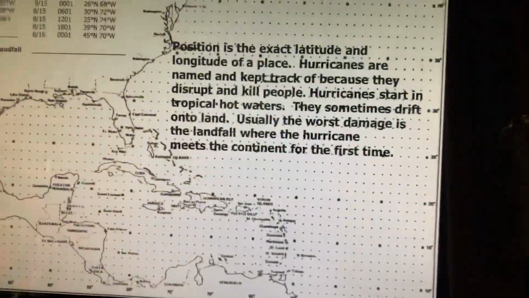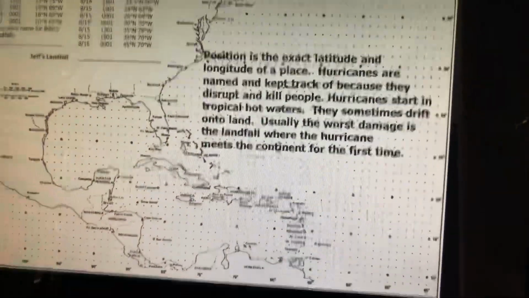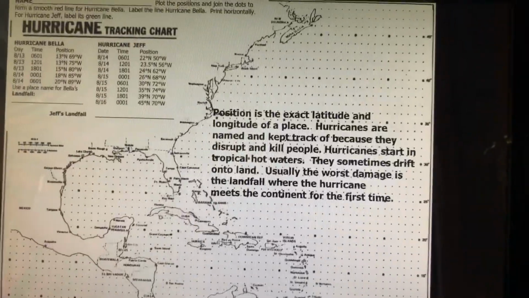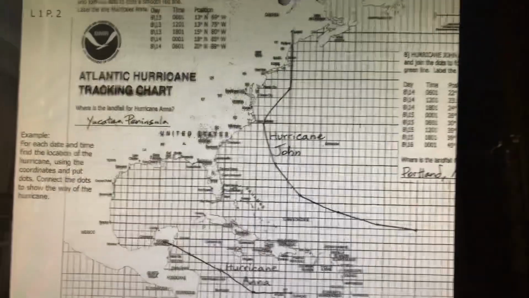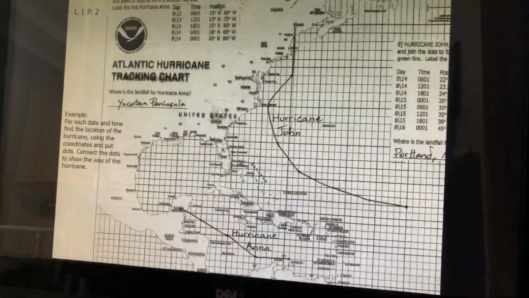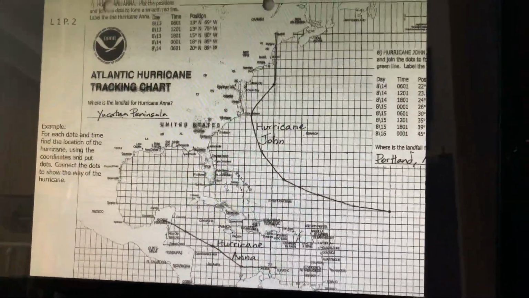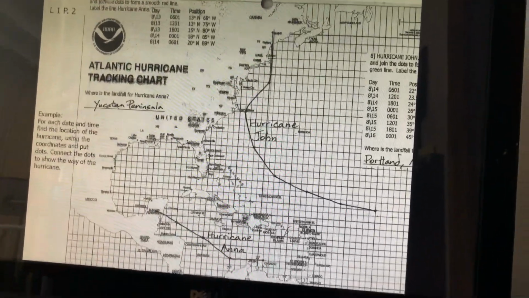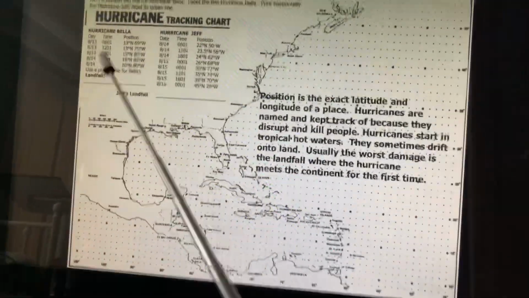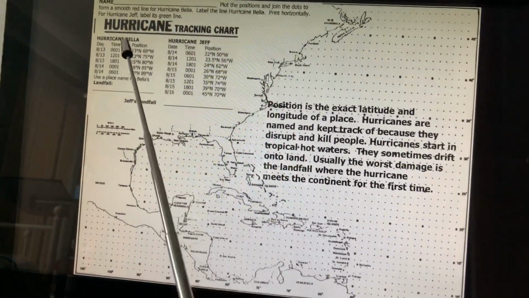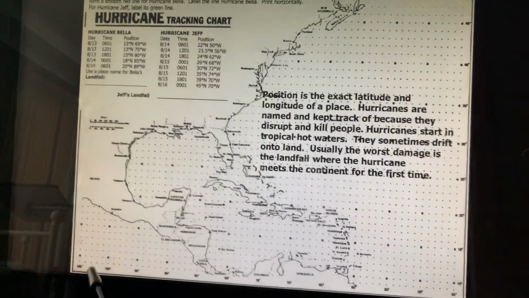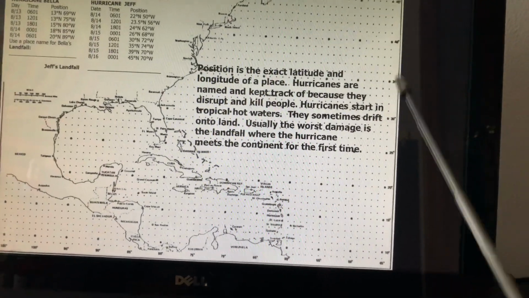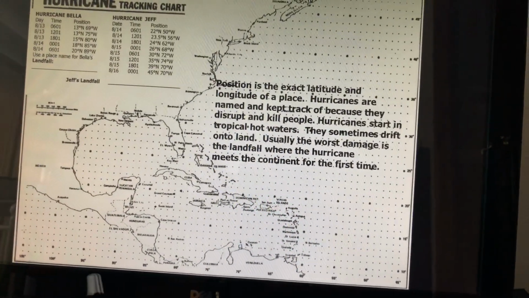The next assignment is to make the path of different hurricanes. There is an example here. You see Hurricane John and Hurricane Anna. Using the coordinates, you see here there is a different time and day and the position for each of those times. So you have to use the coordinates, the latitude and the longitude, these numbers here.